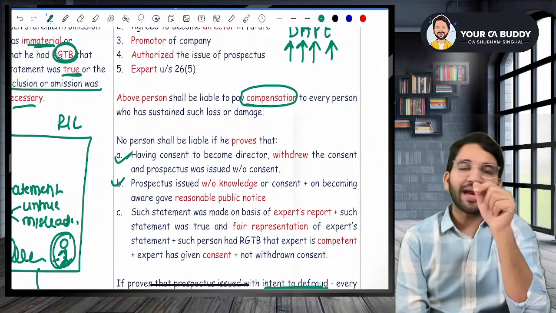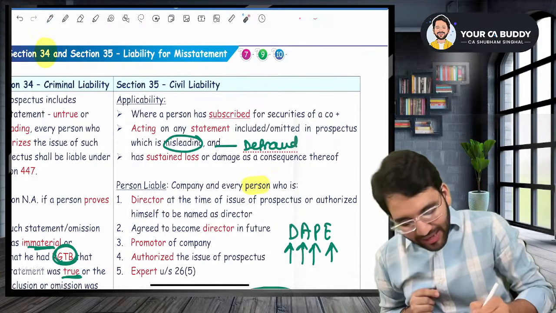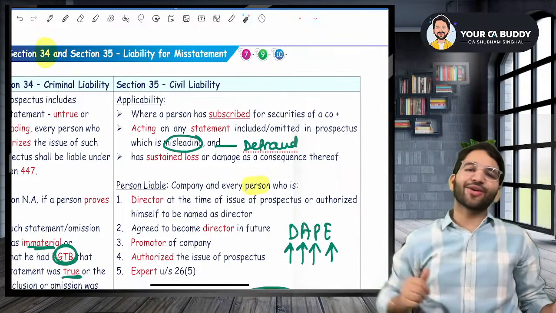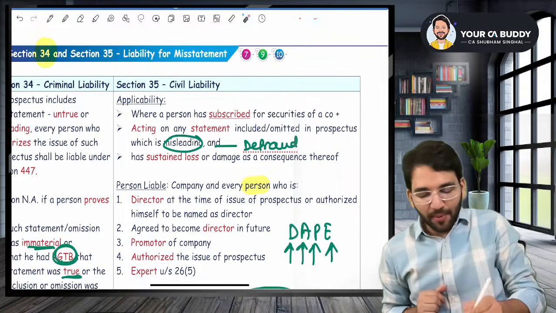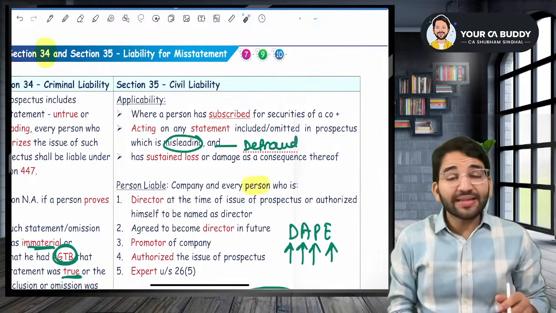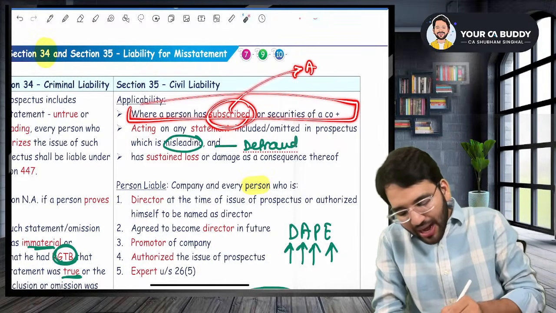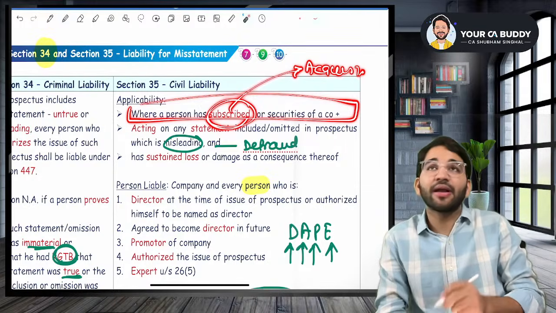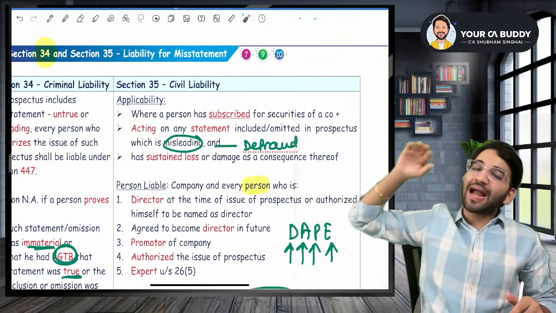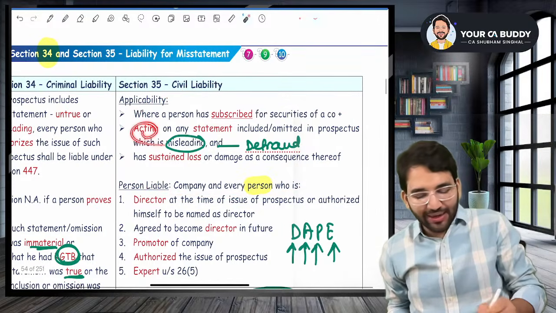Okay. Now the second part, sir, listen to me very carefully. The provision starts by saying that where a person has subscribed to the securities of the company. Guys, listen to me very carefully. When I say person has subscribed, you will have to be very careful that it means subscription and not acquisition. Subscription is different, acquisition is different. Subscription is you directly subscribe from the primary market, from the IPO, but acquisition is you get it from the secondary market. This provision is only applicable if you have subscribed acting on the prospectus.